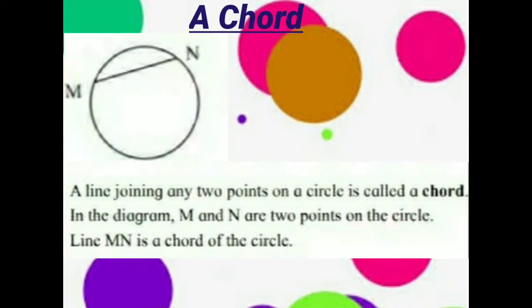The next part that we are going to discuss is a chord. A line joining any 2 points on a circle is called a chord. In the picture that you see on your screen, points M and N are 2 points on the circle. When a line is drawn joining points MN, we get a chord of the circle.